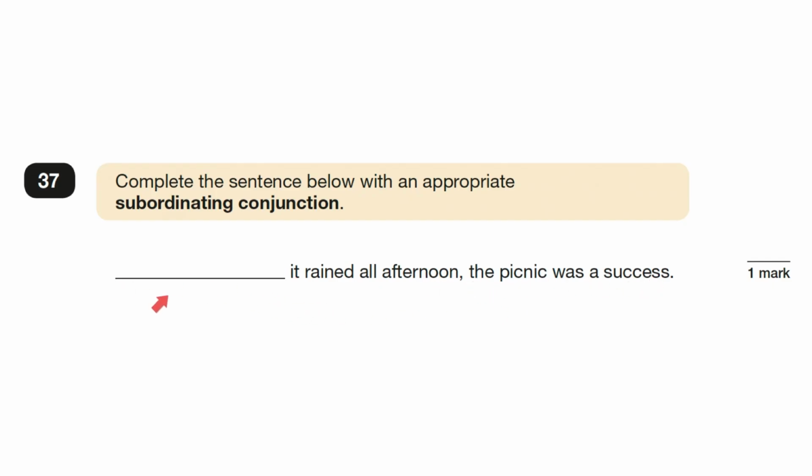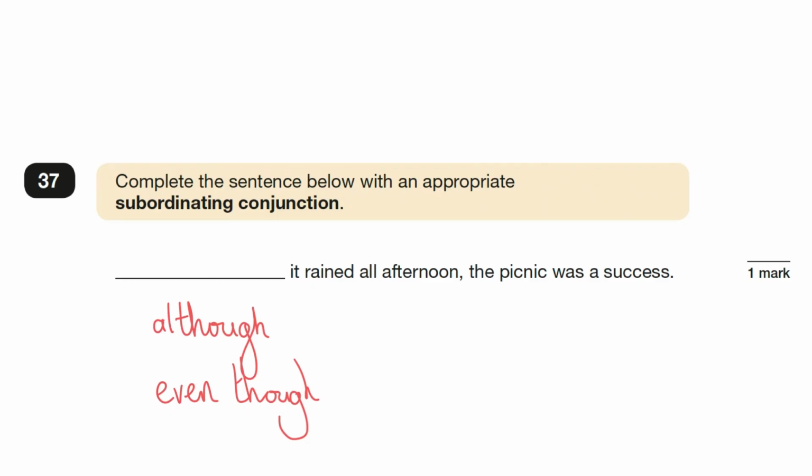Okay. So we've got probably this idea of contrasting information again. So I definitely think we've probably got two options here. We've got although, which would definitely work. And I also think we've got even though. I think both of these would work and get us the mark, let's just cross the T, as appropriate subordinating conjunctions. And we'll go with even though, just because we've used previously although.